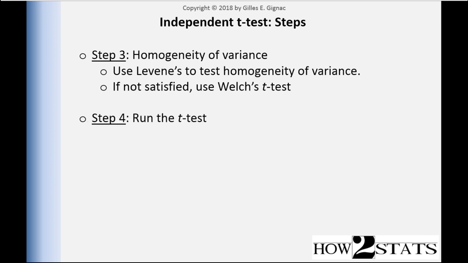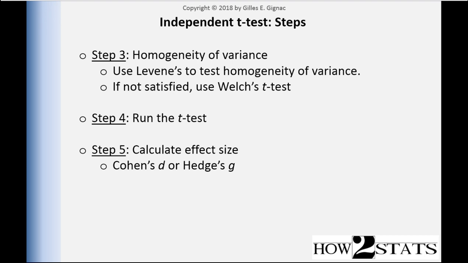So once I've satisfied the assumption, I can then turn to the actual t-test and examine the result, the p-value, for example, and the t-value. Now, if it's statistically significant, or even if it's not statistically significant, I would follow on and calculate an effect size estimate, which would be either Cohen's d or Hedges g.